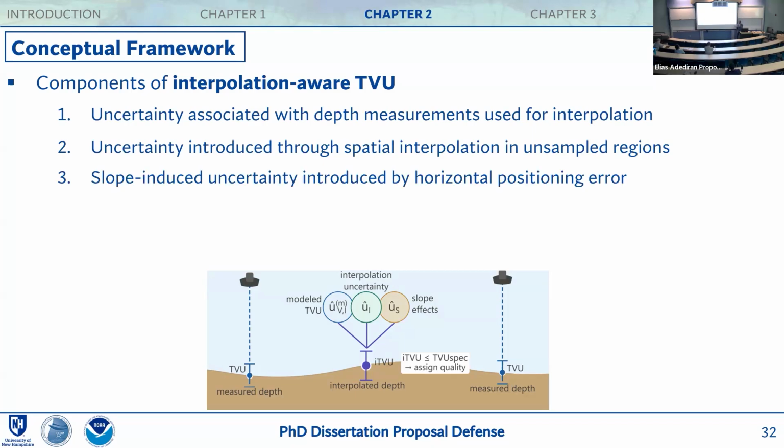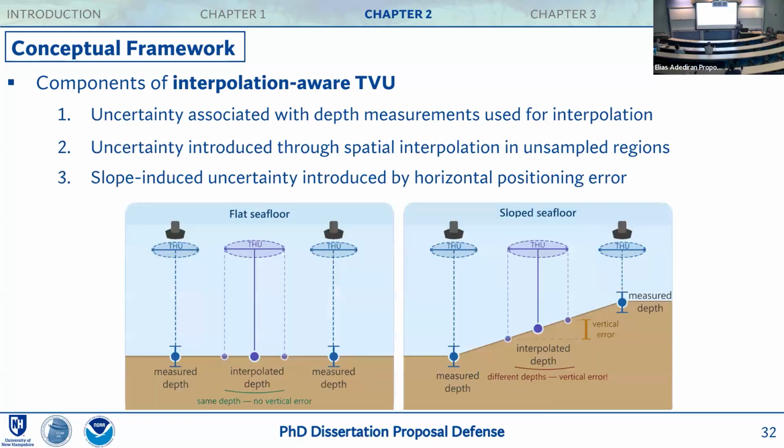Then the third one is the slope-induced uncertainty introduced by horizontal positioning error. I've tried to describe what I mean with the diagram down below. On the flat seafloor, any form of TVU does not propagate into the vertical error. Your horizontal uncertainty does not propagate into the vertical uncertainty or error. But on the sloped seafloor, it's easy.